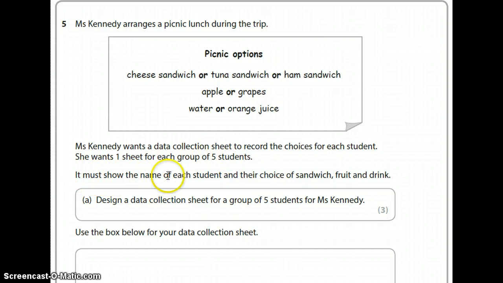It must show the name of each student and their choice of sandwich, fruit and drink. Design a data collection sheet for a group of that many students for Miss Kennedy. Use the box below for your data collection sheet.